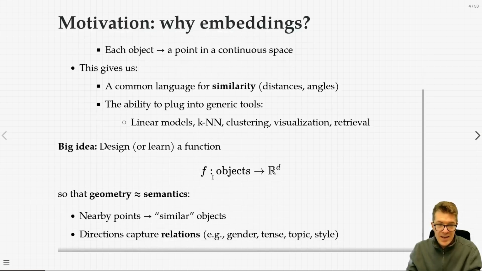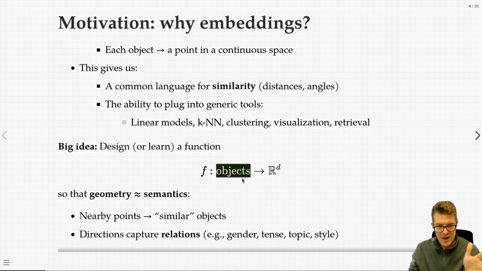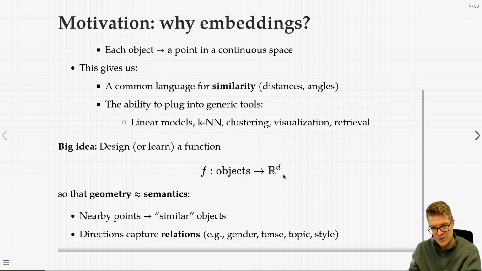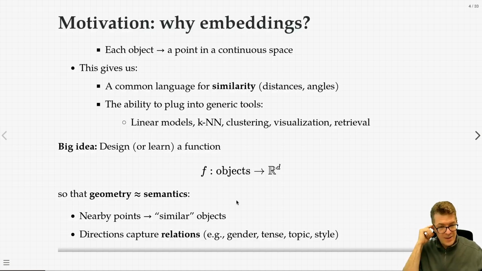The big idea is we have this function we want to learn. We have objects, very generally. This can be representations in various forms of the raw data, and we want to transform them into d-dimensional vectors. We want the geometry to represent semantics. Again, this is reinforcing an idea from the previous module, but if points are close to each other in space, they have to have some kind of similarity between them. We want them to have some kind of similarity between them. And what is that similarity? Well, it has something to do with the meaning of those points.